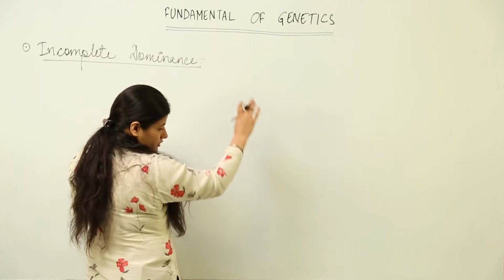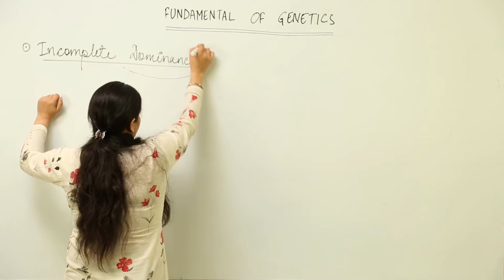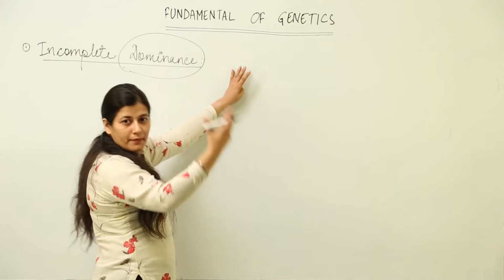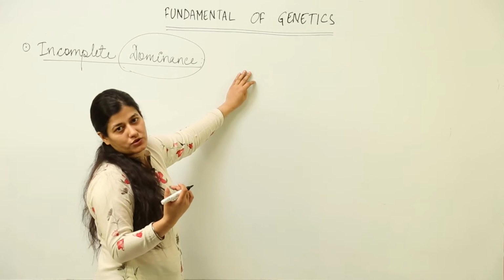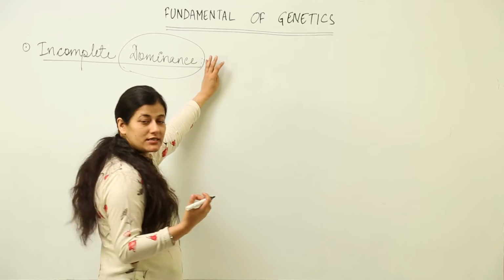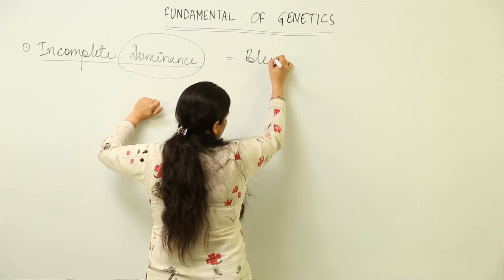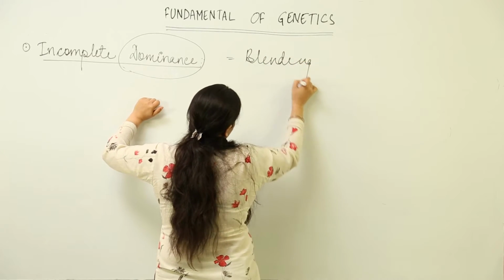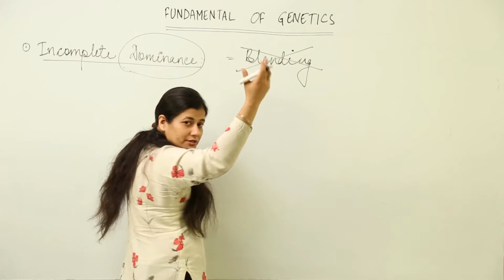So what incomplete dominance is, as the name suggests, is that the dominant character will not be dominant completely. It will show some lesser amount of dominance. Now when I say lesser amount of dominance, does that mean blending? It appears to be like blending, but it is not blending. Why? How does it appear to be blending?